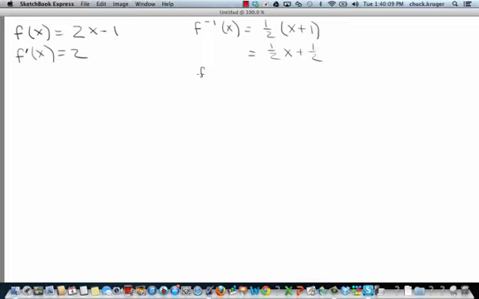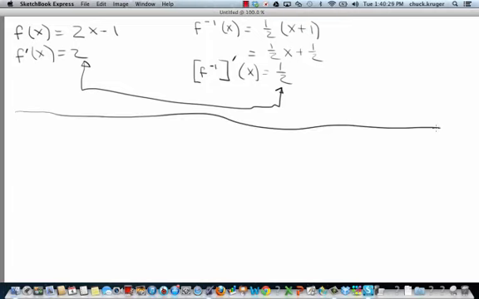So if I take a look at the slope of this inverse, which is sometimes written this way, it's kind of goofy, it is 1/2. And what I want you to notice is that these slopes are reciprocals of each other. So let's look at another one. F of x equals x squared. Its derivative is equal to 2x.